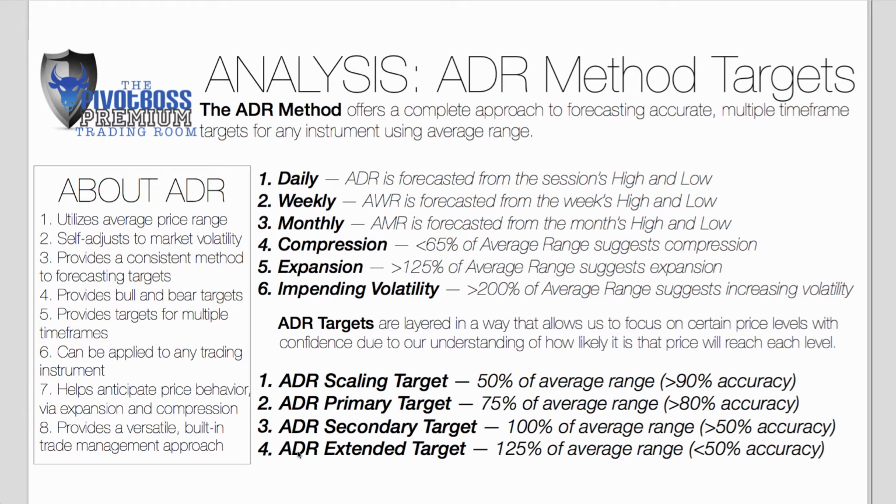Now keep in mind, this target right here, the extended target, has a 90% chance of being reached after compression. So if the previous session was a compression day of less than 65% of average, the next session, or whenever you get that breakout, there's a 90% odds that you're going to reach the 125% target. So those are some of the nuances that give you confidence that price could be headed to certain levels. So let's take a look at market delta and jump into the charts now.